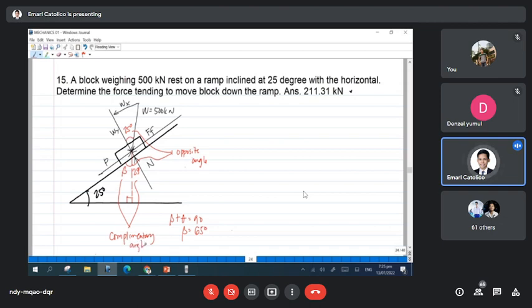So I hope natatandaan niyo pa yung tinuro ko sa trigo. Okay. So number 15, mas madali siyang isolve ng polygon method. So you have weight na pababa.